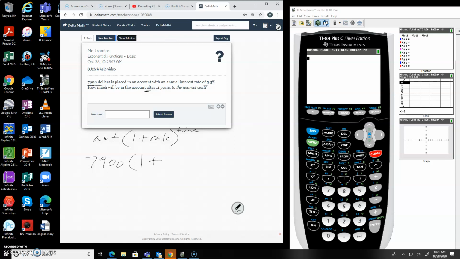1 plus our rate is 5.5%. We've got to convert that to decimals. So that's going to be 0.055 as a decimal. Parentheses, and then our time after 11 years. So after 11 years goes there. And then we just put it in our calculator.